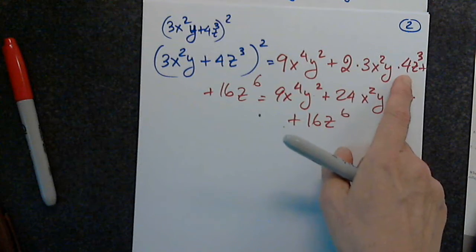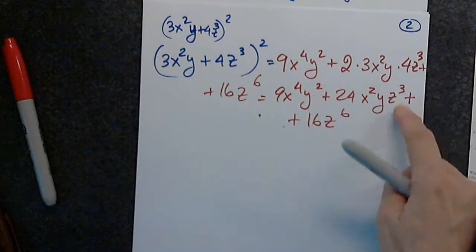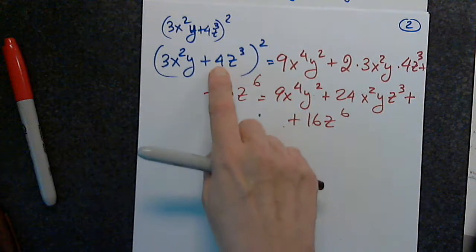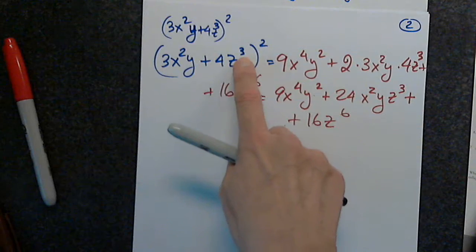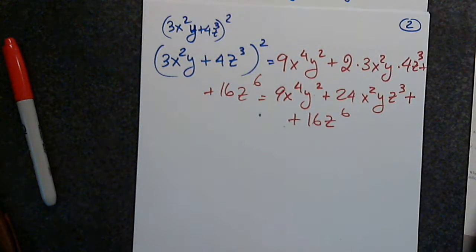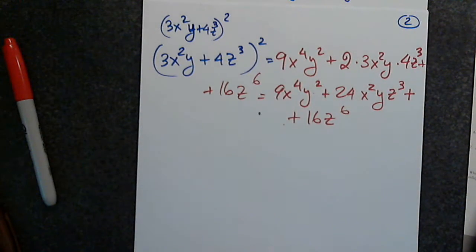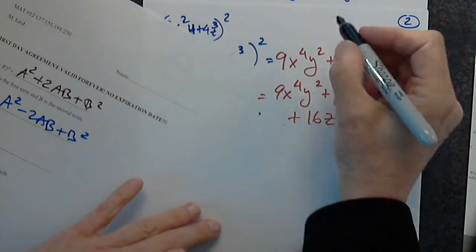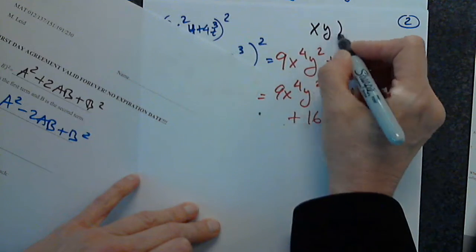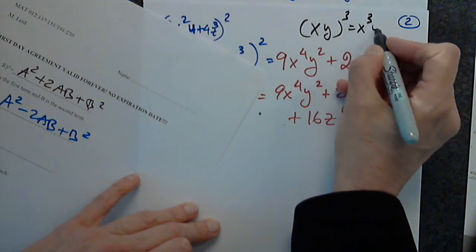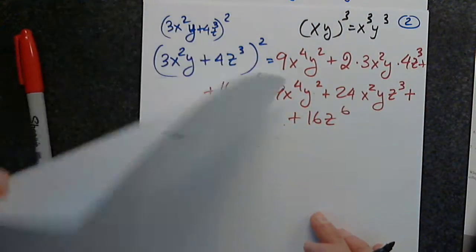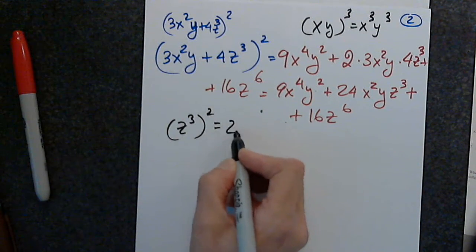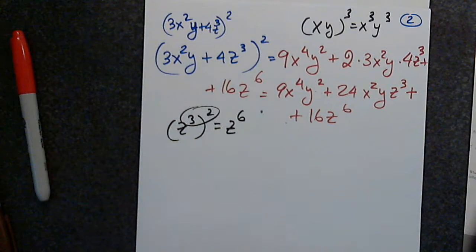2 times 3 is 6, 6 times 4 is 24, and then x squared y and z cubed. What did you get from 16 z? 4 squared is 16, and z to the third squared is z to the sixth. Copy the base, multiply the exponents. It's the exponent rule. If I have (xy) to the third, I have x to the third, y to the third. And when I have z to the third, everything squared, I copy the base and multiply the exponents.